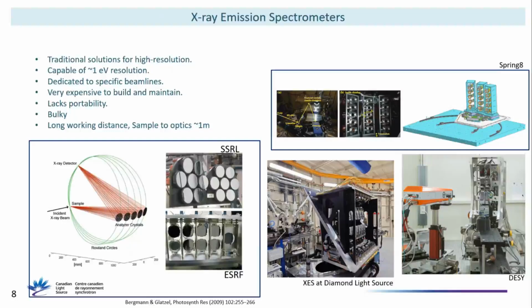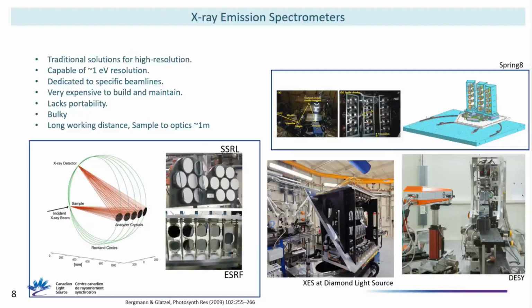So these are the X-ray emission spectrometers around the different facilities. As you can see, these are all very huge, dedicated to particular beam lines, expensive to build, and capable of 1 eV resolution, obviously. And then we cannot move from one beam line to another beam line. The working distance, which means the sample to analyzer crystal distance, is about 1 meter. So it's huge. This is the one at Diamond and the other at SPring-8. Some of them are spherical, and the last one is the cylindrical one.